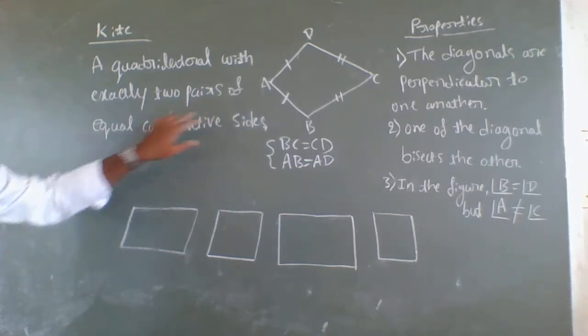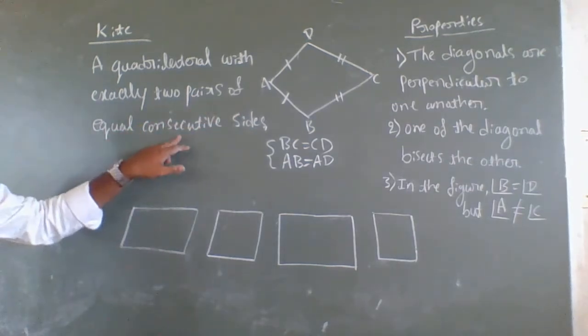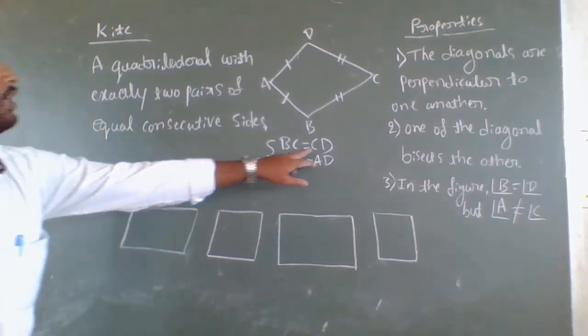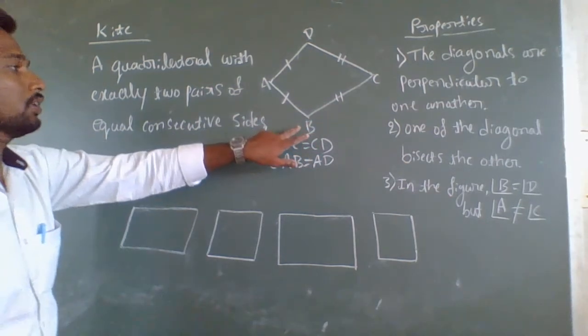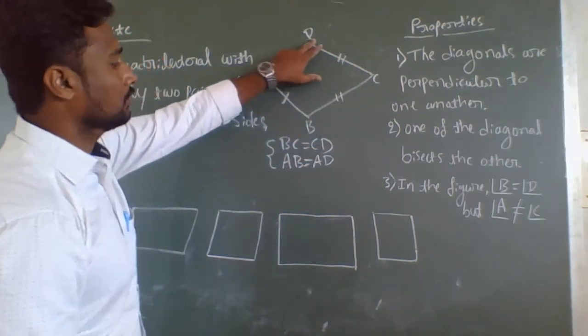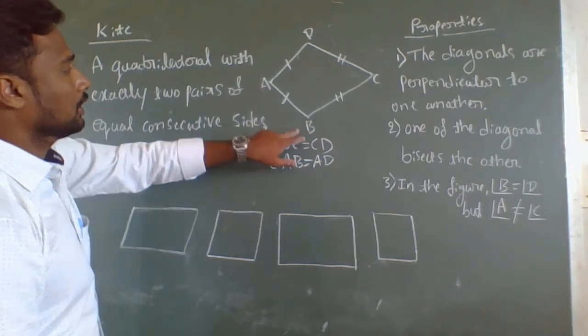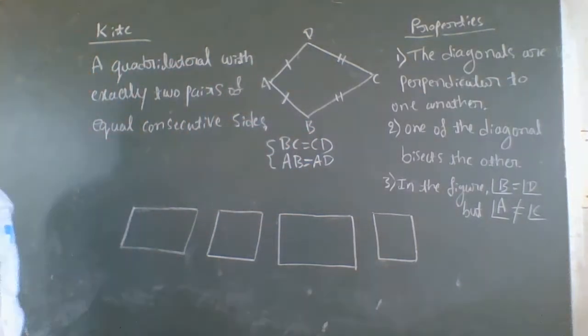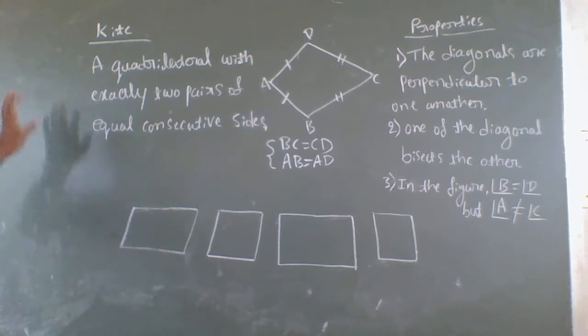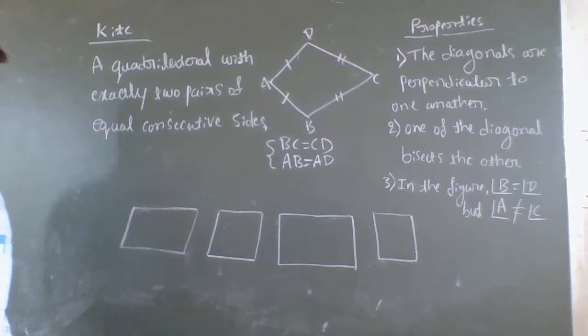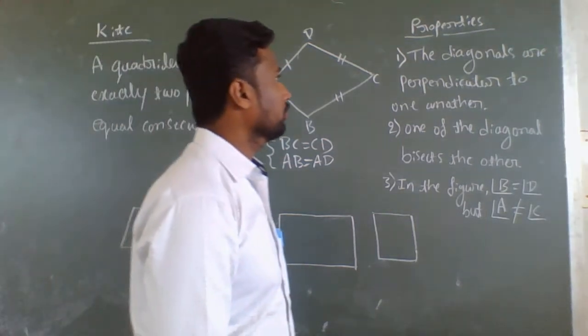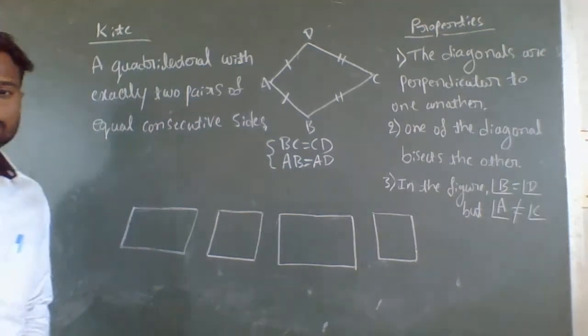These are two pairs of equal consecutive sides. Equal, and these are consecutive also, which means continuous. BC and CD are equal to each other, and AB and AD are equal to each other. So, a kite is a quadrilateral with two pairs of equal consecutive sides. Now we will see the properties of a kite.